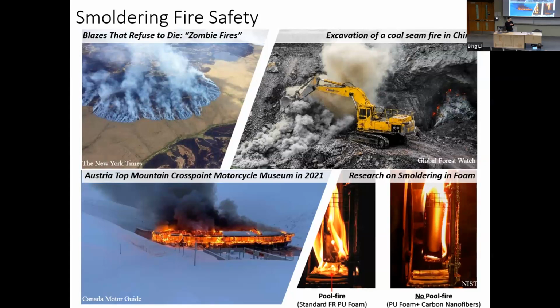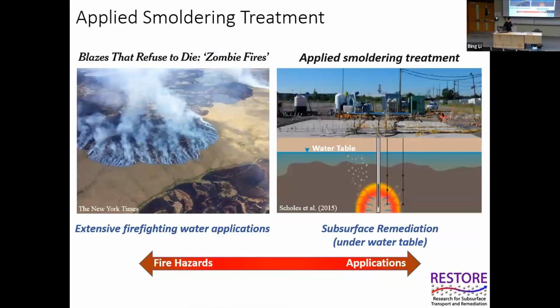However, we are from environmental engineering. So we started to think whether we can take advantage of these zombie fires for environmentally beneficial purposes, such as destroying contaminants in very challenging conditions. And the answer is yes. Today, smoldering has been efficiently proven to destroy coal tar and hydrocarbon contaminated sites.